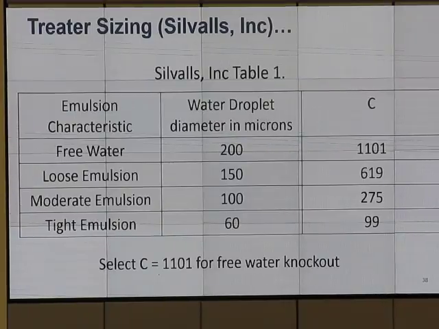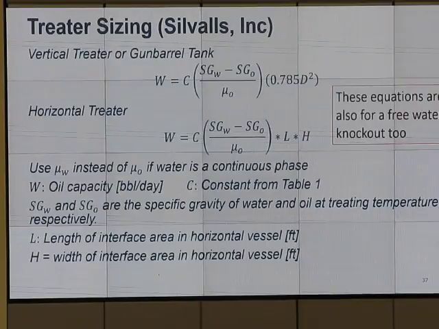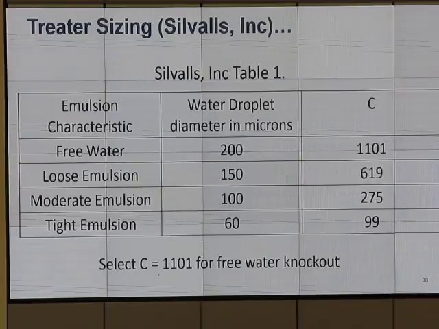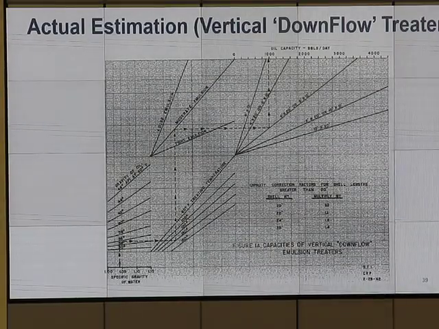We talked about this, that one too, for free water knockout. And we talk about loose emulsion, free water layer, moderate emulsion, tight emulsion to select the C factor. You will do this in the homework. So you select the C factor from here, then go back to the treater equation to find out how big the treater you should use. Okay.